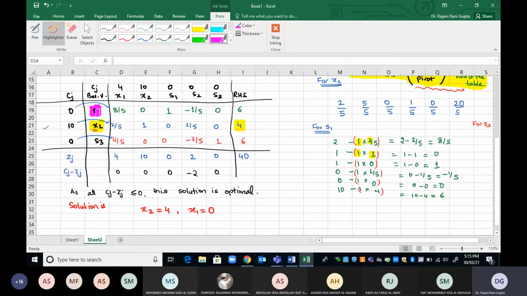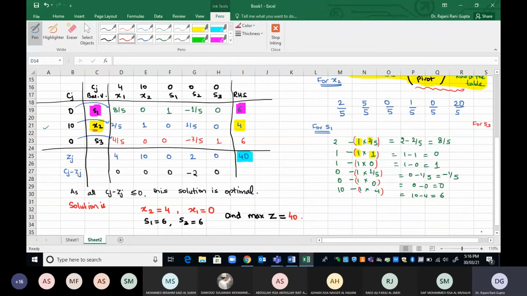S1 is equal to 6. S3 is on the right hand side, which is 6. And the maximum value of Z is always here, the intersection of Zj towards the RHS. So the maximum value of Z is 40. So this is your solution.